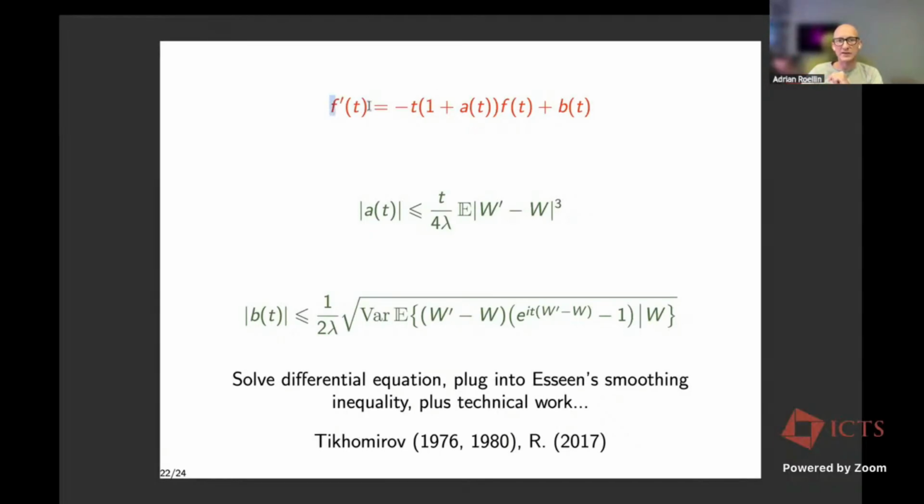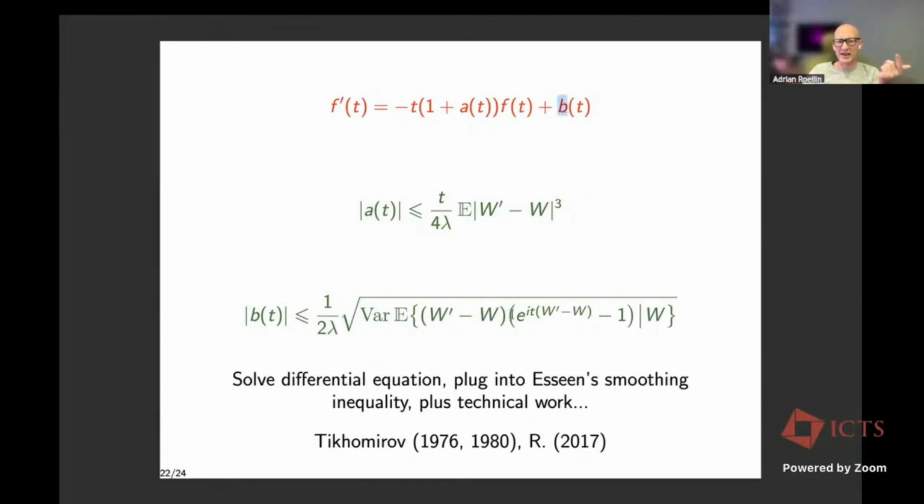But here is the result. You have an approximate ODE. By approximate, I mean we don't know exactly what these factors A and B are. You can give some upper bounds. In the previous case, when you have this exchangeable pair, you can upper bound the factor A by the expected third difference, and B can be upper bounded by this quantity.